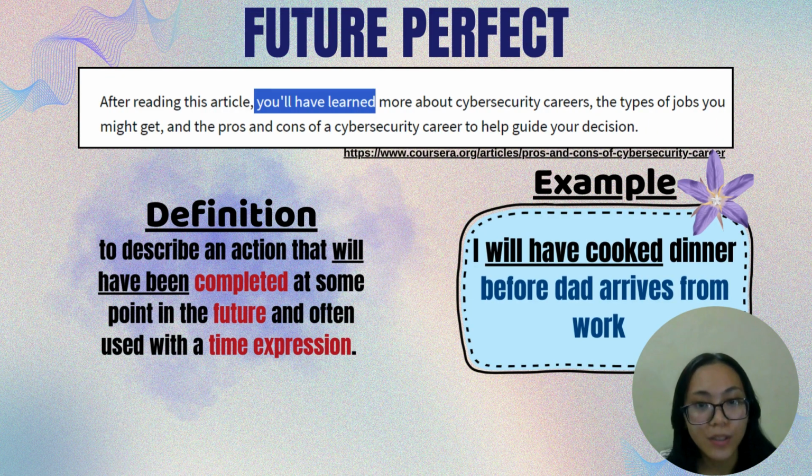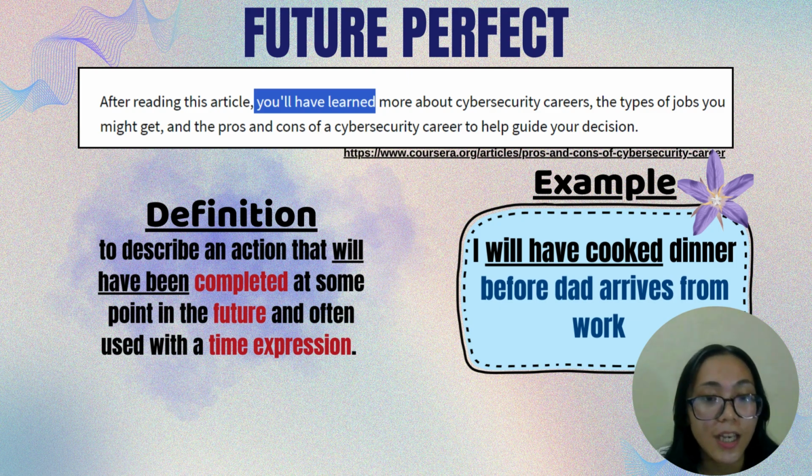Now, we're gonna talk about the future perfect tense. The future perfect tense is used to describe an action that will have been completed at some point in the future and is often used with a time expression. Again, let's look at the article. After reading this article, you will have learned more about cybersecurity careers, the types of jobs you might get, and the pros and cons of a cybersecurity career to help guide your decision.